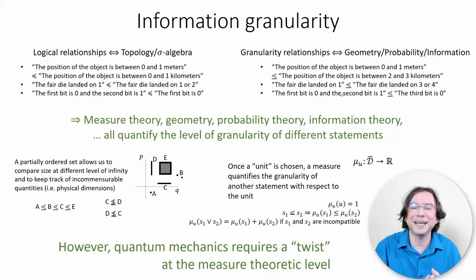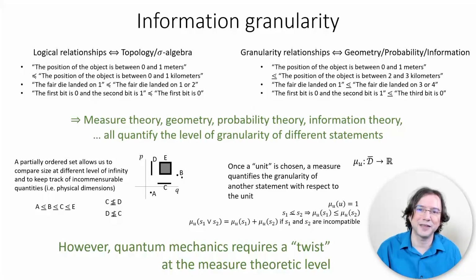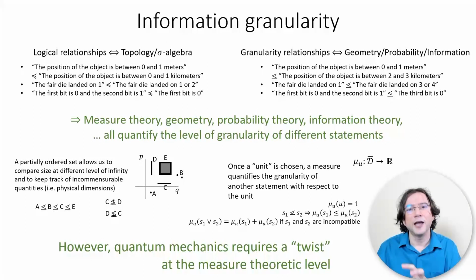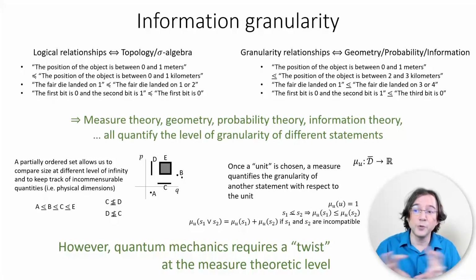And again, this is essentially the same type of structure as for the others. So ideally, if we just have this one operation that tells us this statement gives us more information than the other, all the geometry, probability, and information should be able to come from this single structure. And so we would have a single unified structure for all these ideas.